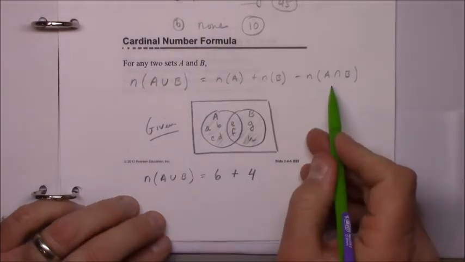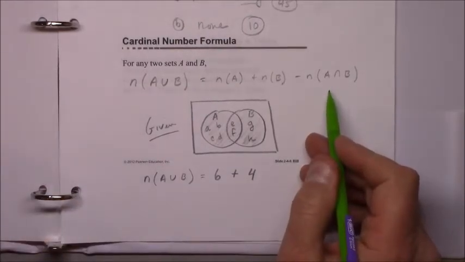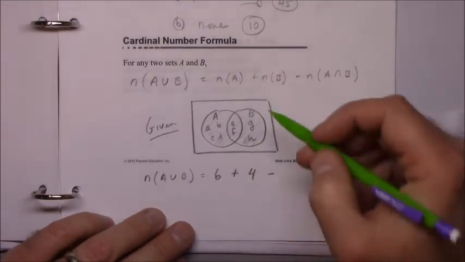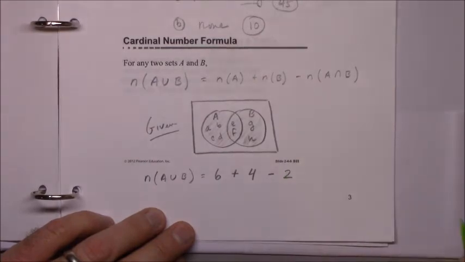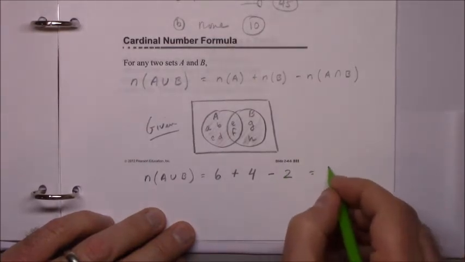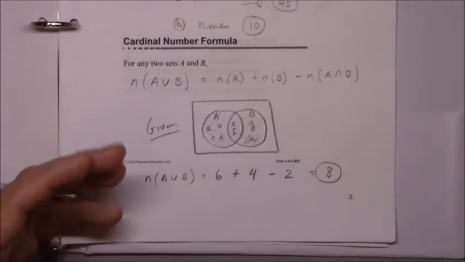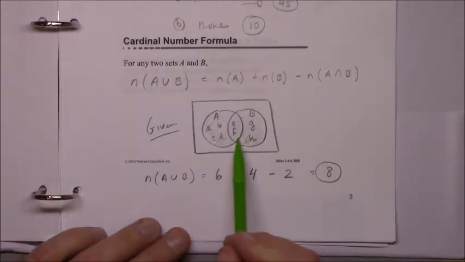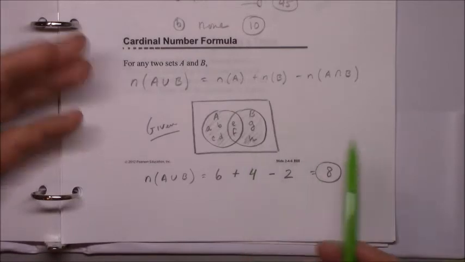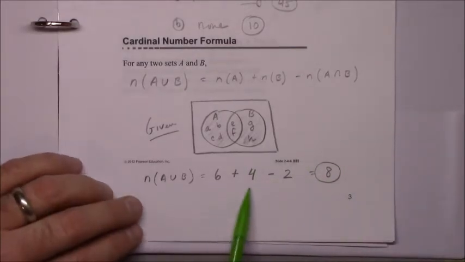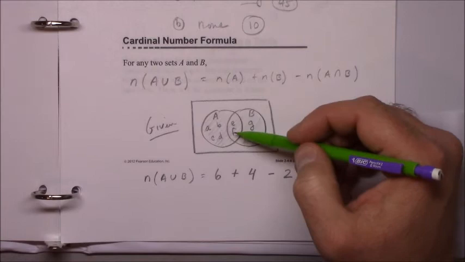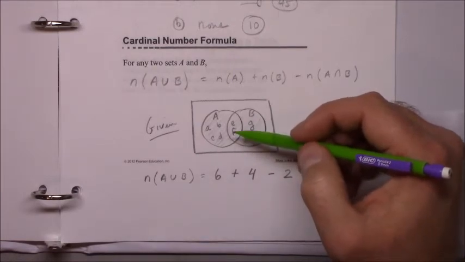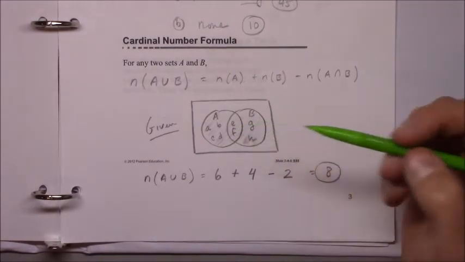And then we subtract any elements that belong to the intersection, any elements in this center group, the overlap. In this case, there's 2. 6 plus 4 minus 2 makes 8 total, which makes perfect sense. There's 8 individual letters listed total. The point is this: you can't simply add the two sets together without subtracting the overlap. If you do, you would be counting those center elements twice. Of course, we want those to count, we just don't want to count them twice.